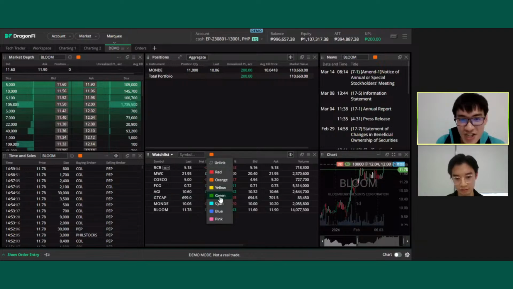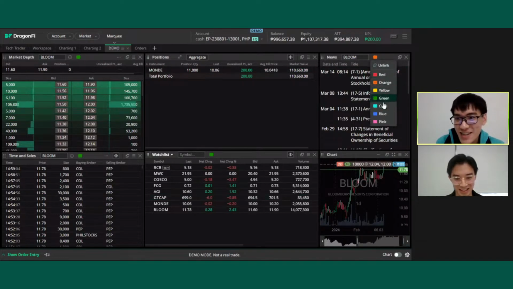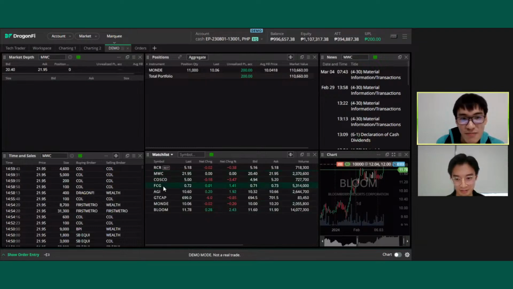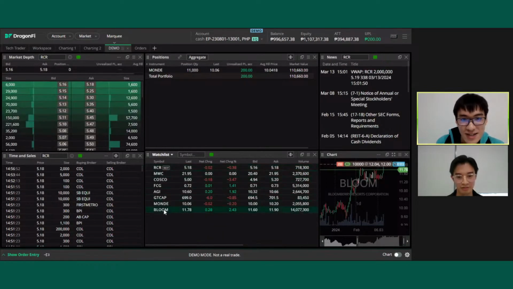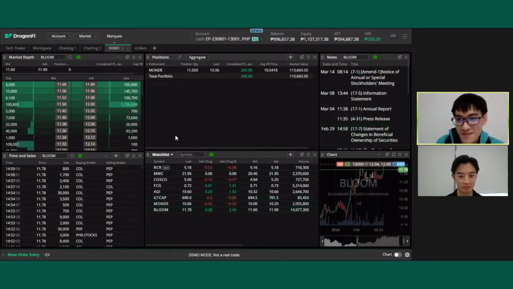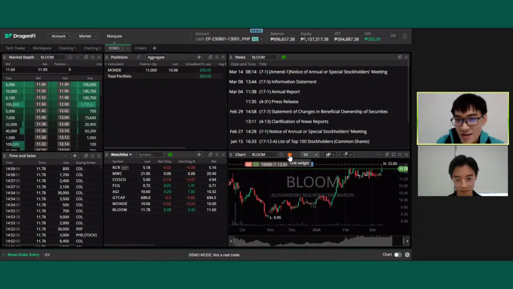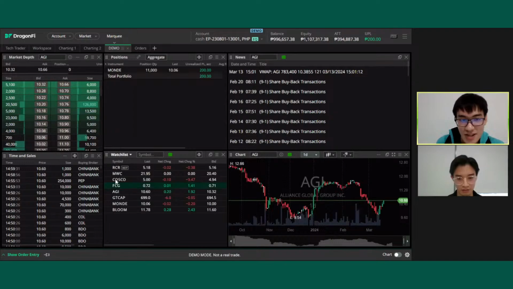So you can also change the color. So let's say green, that's your favorite color, right? Like the DragonFi logo, green. So just change that to green. So when you click your watch list, see, it's all MWC, it's all FCG, it's all RCR. See, it moves together. Oh, also the chart, you can also do that. So we would just change that to green. So there, it also changes.